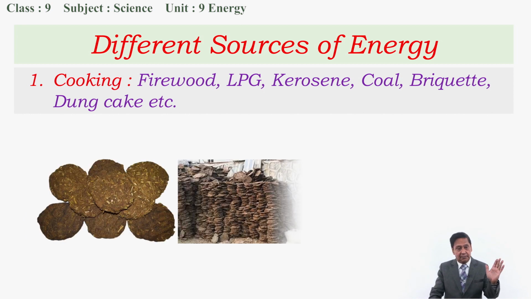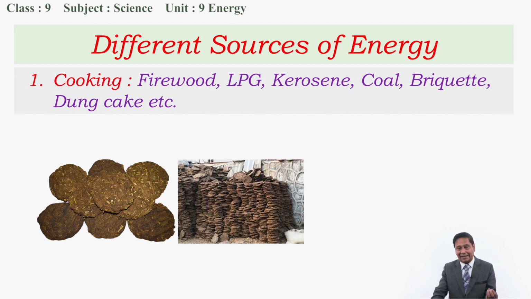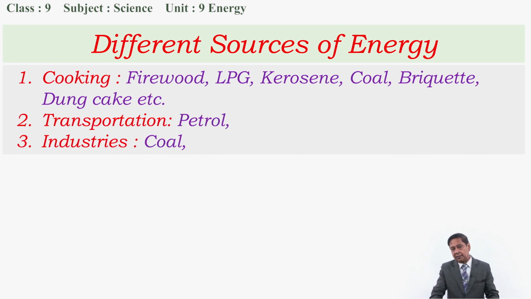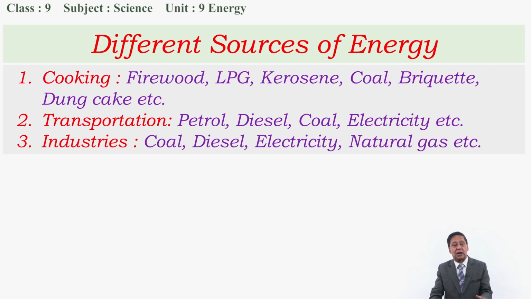Now cow dung or dung cake, maybe buffalo dung. The dung cake is dried and it is used in cooking food later, and this is one of the major energy sources in the villages for cooking food. Okay, now let's talk about the others also. We are using sources of energy in transportation and industries. In transportation: petrol, diesel, coal, electricity, etc. But in industries we use coal, diesel, electricity, natural gas, etc. Now let's talk about them one by one.